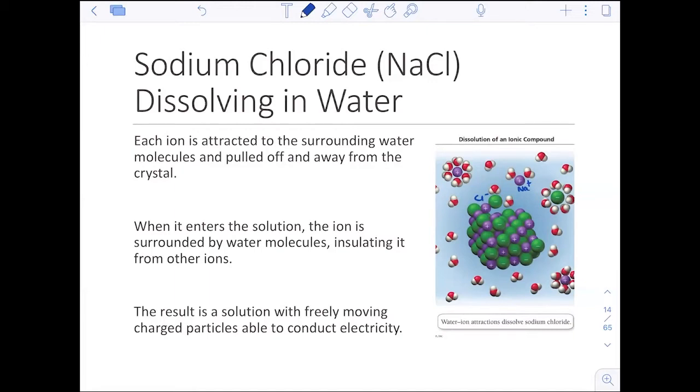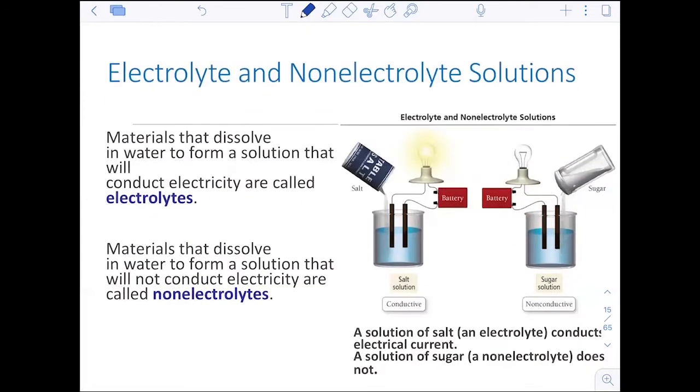What this allows us to see as a physical property is that solutions of ionic compounds dissolved in water can conduct electricity. Because of those free-flowing ions, we know they have broken up and they're separated from the crystal lattice so they can interact with the water. But that gives us charged particles that we can actually conduct electricity with.